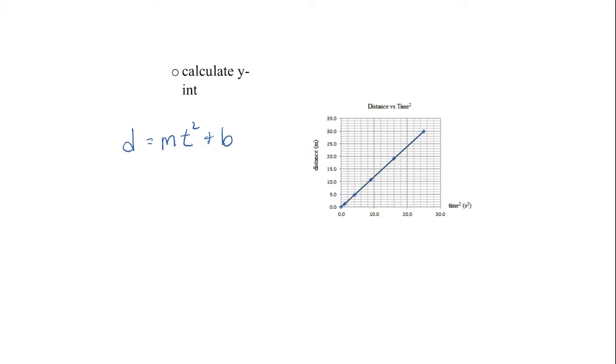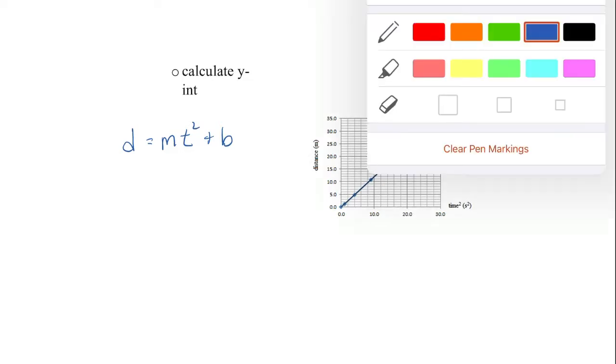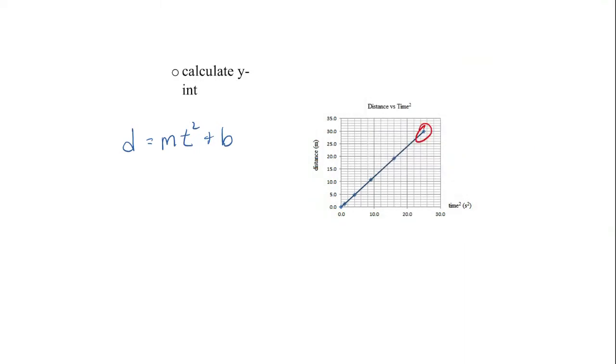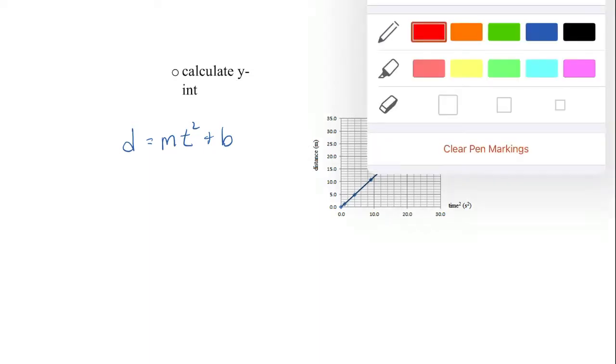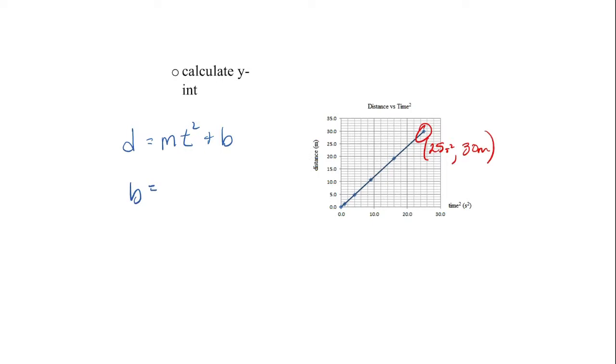Well, when you want to calculate b, you need to substitute in a point for d and t squared. So I'm going to use this one up here, which was 25 seconds squared and 30 meters. I'm going to substitute in 25 for t squared and 30 for d, and of course my slope in, and then I should be able to get b, the y-intercept.